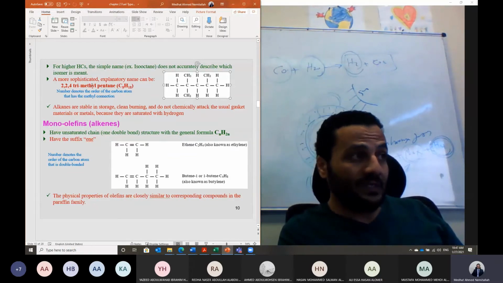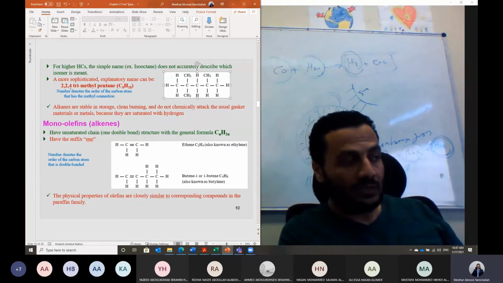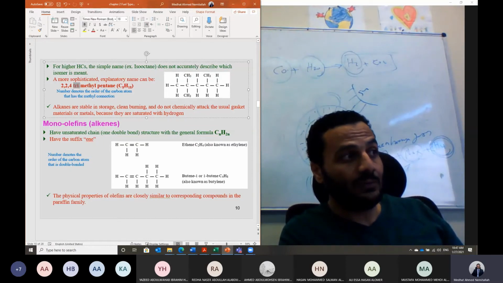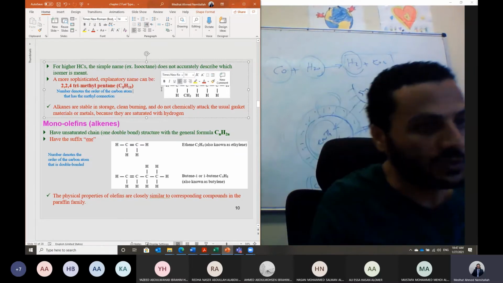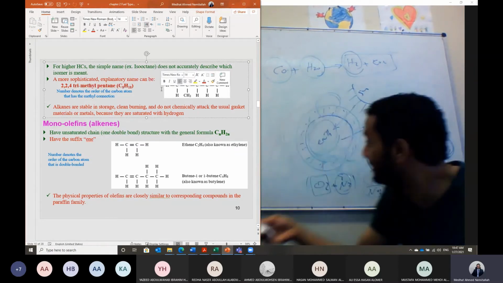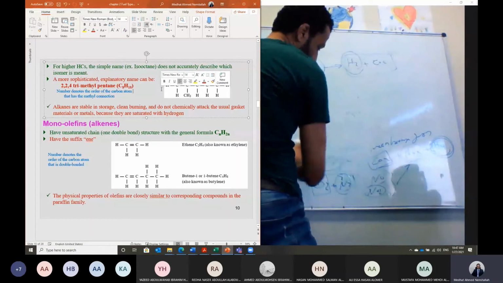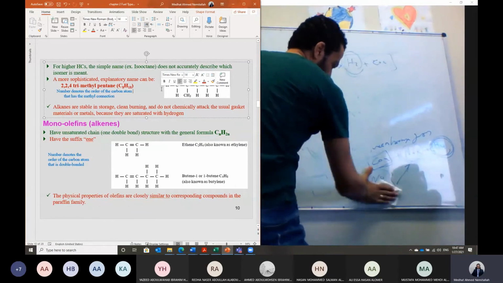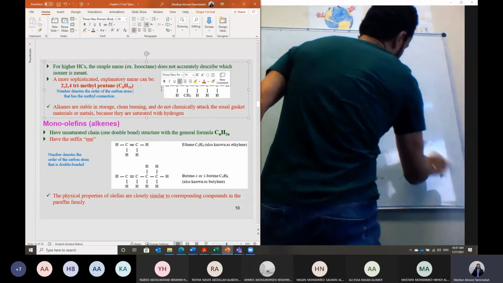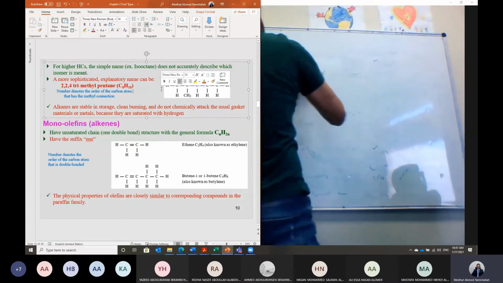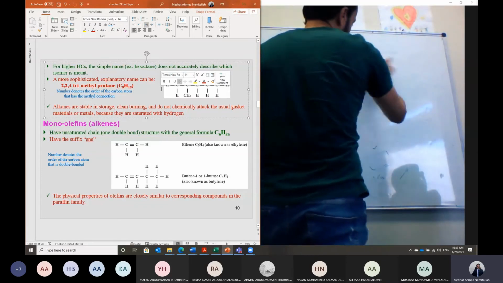So a more precise or sophisticated way to describe or name this fuel is to call it trimethylpentane. Let's write it here. When I say trimethylpentane, this is an isomer of isooctane. It is the same as isooctane. But let's look at this, because I will ask you to write down some fuel like this.